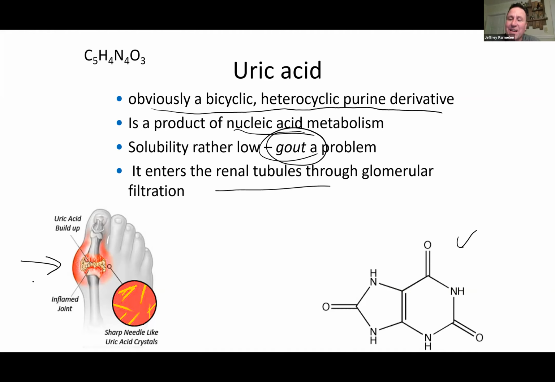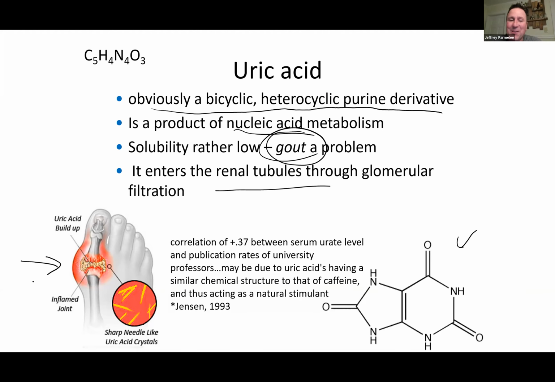It causes uric acid. Oh, interesting. Look at this. There's a correlation between uric acid levels and publication rates of university professors. Think about that. Why would more active professors have more uric acid? Well, they think it's possible that the structure is similar to caffeine, so having high levels of this can work like caffeine, which I told you how it works, by inhibiting phosphodiesterase. Some of you I know are going to get that. But indeed, maybe it has this caffeine-like effect, and it causes higher productivity.